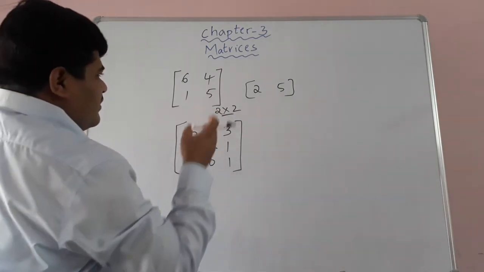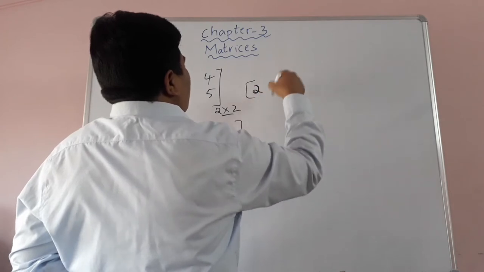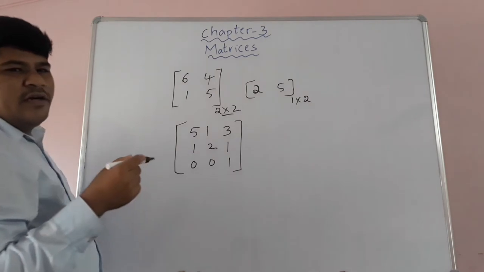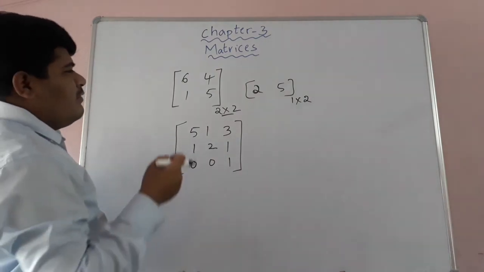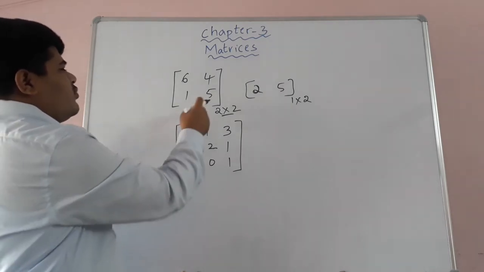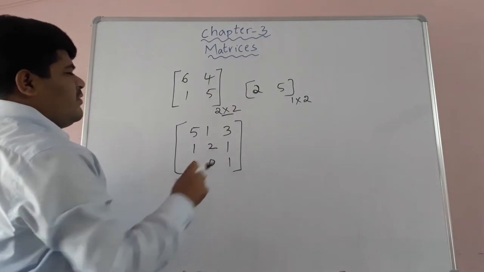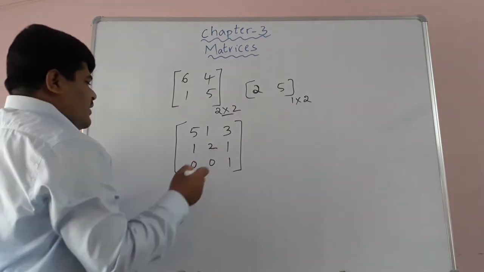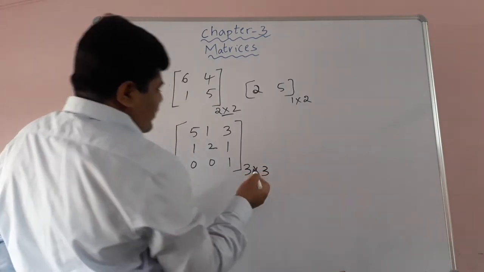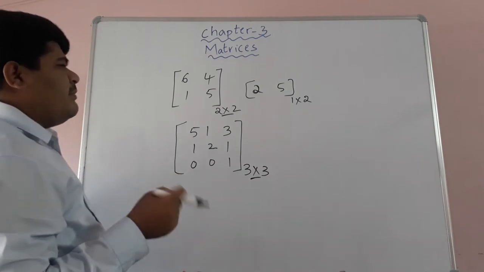In the second example, how many rows are here? 1, and columns 2. So its order is 1 by 2. We write it as 1 cross 2 and read it as 1 by 2. This is a 1 by 2 matrix, and this is a 2 by 2 matrix. And next, 5, 1, 3, 1, 2, 1, 0, 0, 1. 3 rows are there, 3 columns are there. So its order is 3 by 3. We write it with the symbol and read it as by or cross: 3 cross 3 or 3 by 3. This is a 3 by 3 matrix.